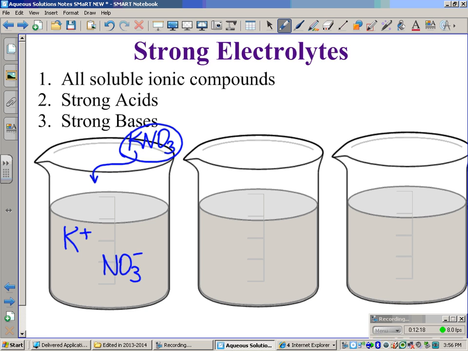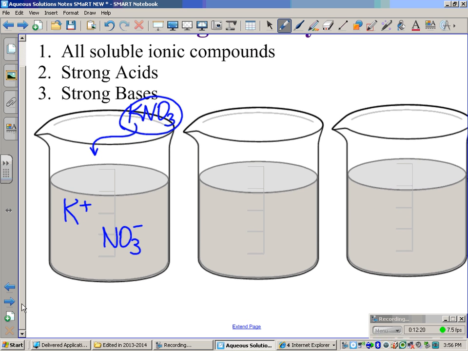Now, every time we talk about this, we don't want to have to draw a beaker for it. So instead of drawing a beaker, what we're going to do is actually write an equation for it. And the equation is very simple. It's not a chemical equation. It's just a representation of what's actually occurring. So we're going to say that KNO3 is going to break up into, so I'm going to use an arrow to indicate that it's changing. It's going to break up into K plus and NO3 minus.